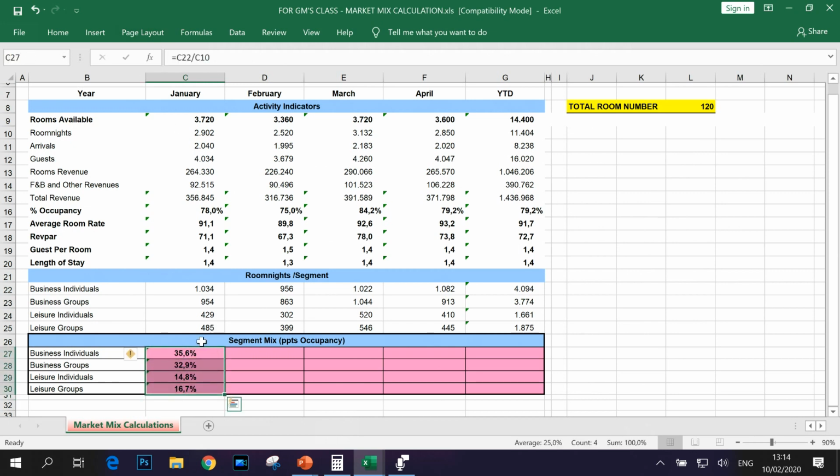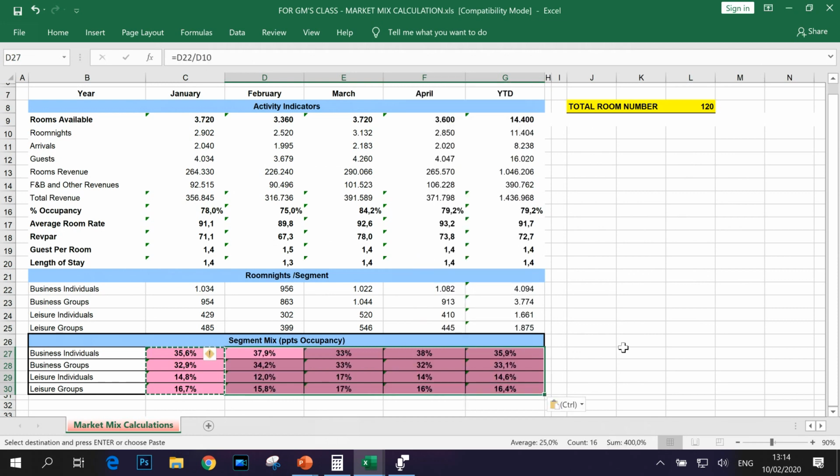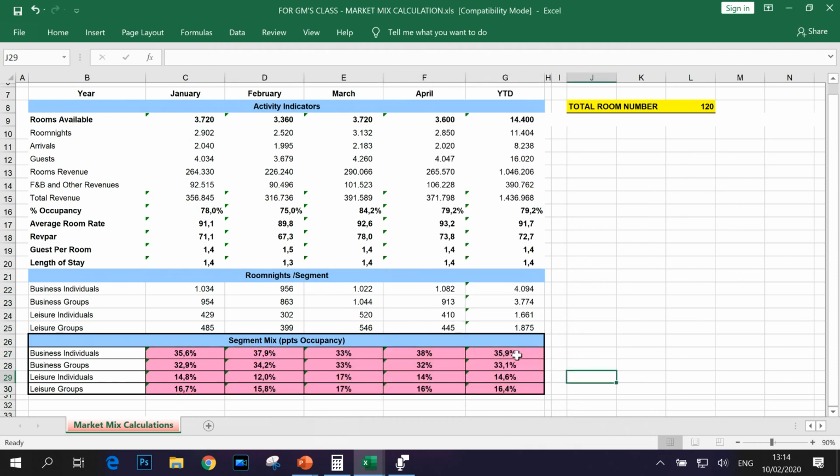And of course, if you add up these four numbers together, they should reach 100% of the business. So you can see the sum is 100, so it is correct. Now I'm going to copy and paste into the rest of the cells. Okay, now we have a YTD number of the market segmentation mix.